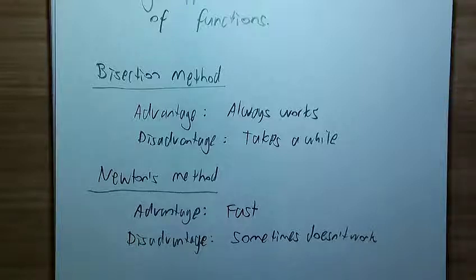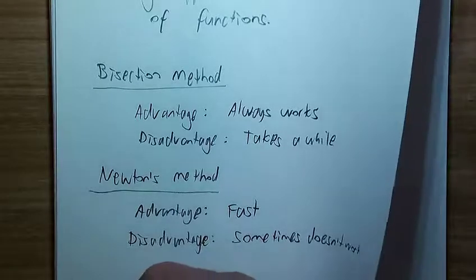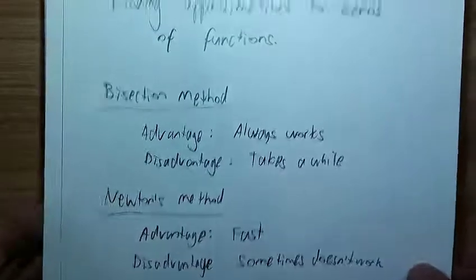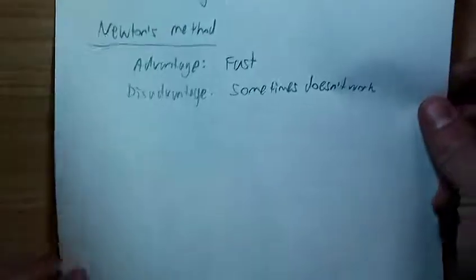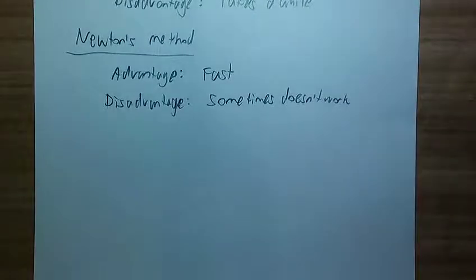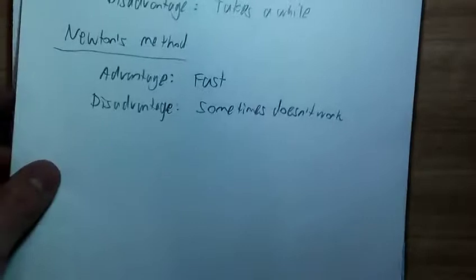Your graphics calculator, which you're not allowed to use in your exam, but for interest's sake, in general will use the bisection method, but some graphics calculators actually use Newton's method if they've got CAS built into them. So it's pretty cool. Okay, so I shouldn't have done that.